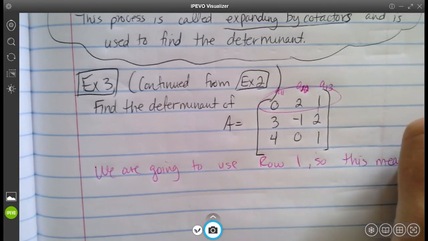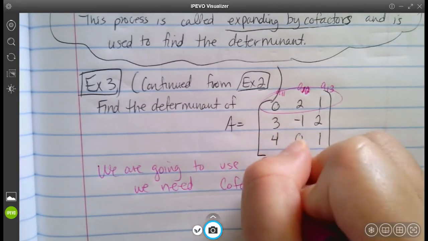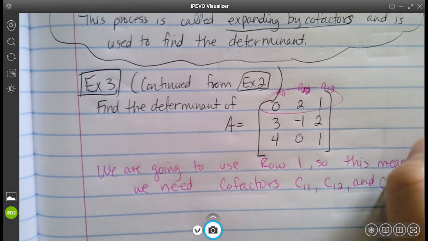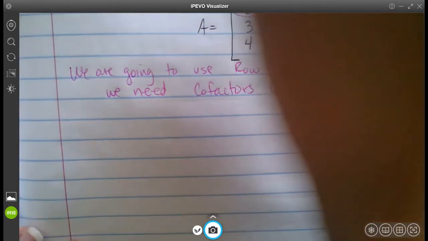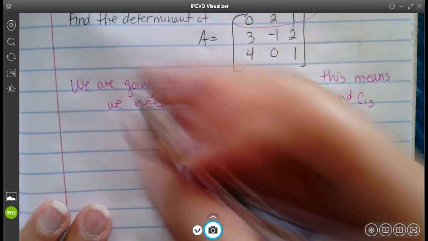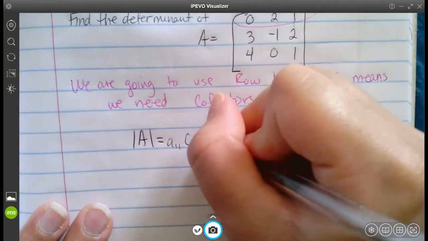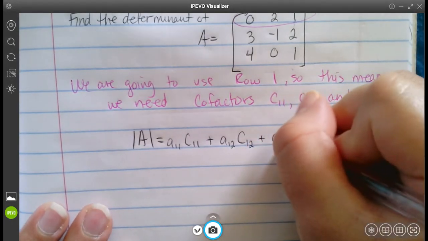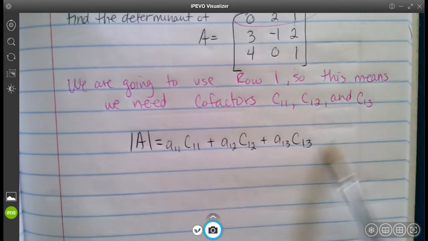This means we need cofactors C11, C12, and C13, basically the ones that are on the top also. Again, these are coming from this page right there. So let's write all this out. We're going to have the determinant of A is equal to A11 C11 plus A12 C12 plus A13 C13. And that's all we have to do because this is a 3 by 3. We're not going to add anything else to that.